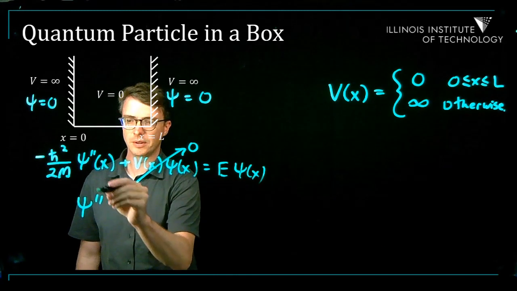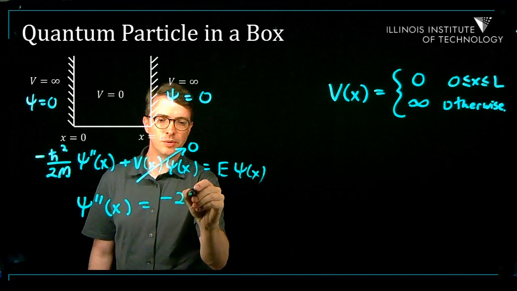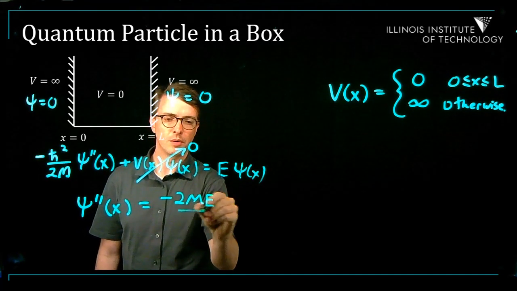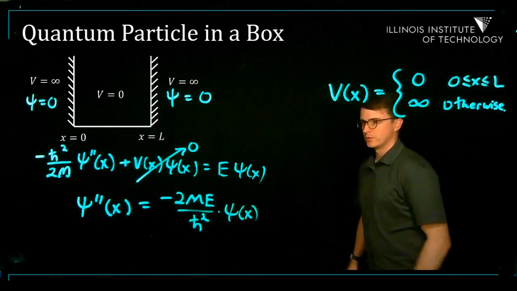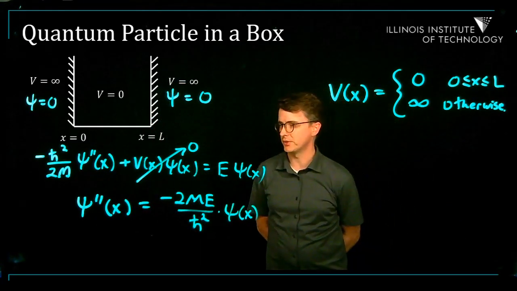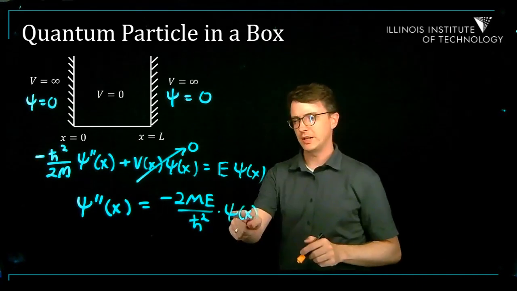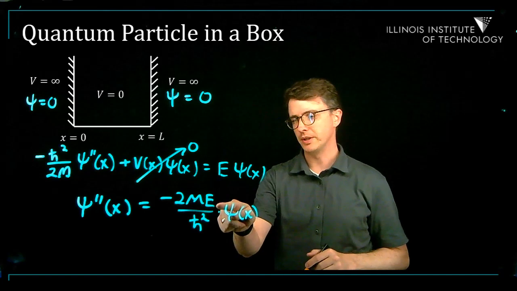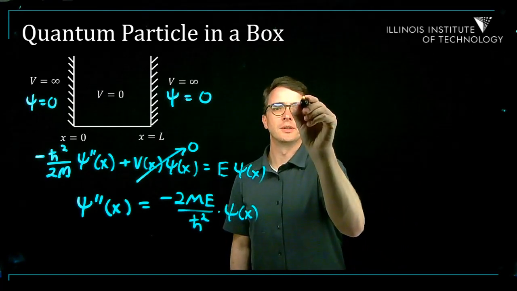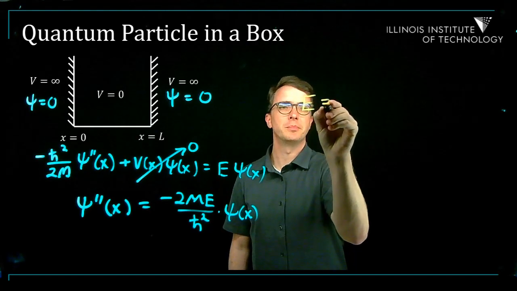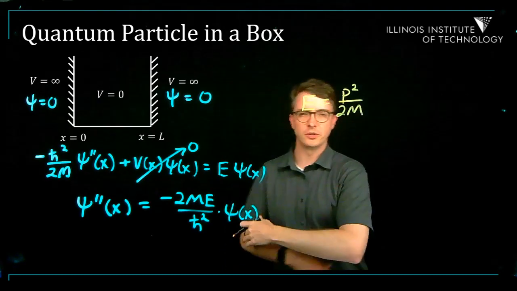I can put all these constants onto the other side: psi double prime of x equals minus 2mE over h bar squared times psi of x. So that's a differential equation which I'm trying to solve for the wave function inside the box. Let me clean up the notation a little bit. Remember, m is the mass of the particle, E is the energy of the particle, and h bar is a constant. Remember, this is a massive particle, so E is p squared over 2m, if I write it in terms of momentum.